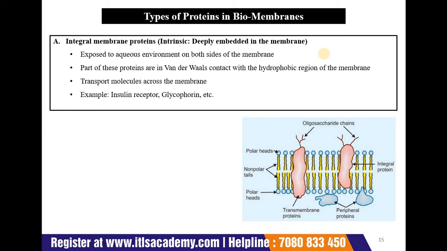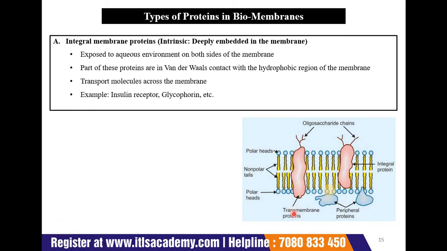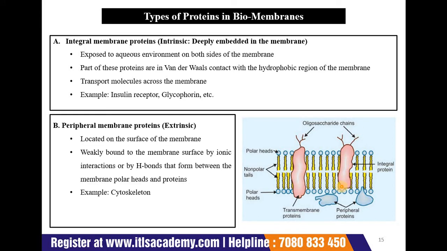First, we will talk about the integral membrane proteins. Integral membrane proteins are also known as intrinsic because they are deeply embedded in the membrane. If you look at the structure here, these are the integral proteins embedded in the membrane. They are exposed to the aqueous environment on both sides of the membrane, and part of these proteins are in van der Waals contact with the hydrophobic region of the membrane. The major function of these proteins is to transport molecules across the membrane, for example, insulin receptor, glycophorin, etc.